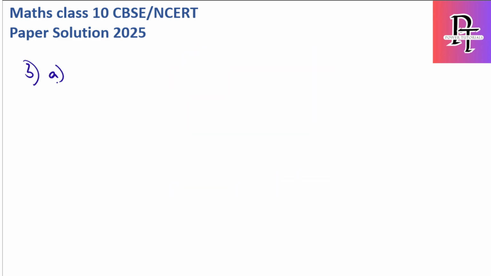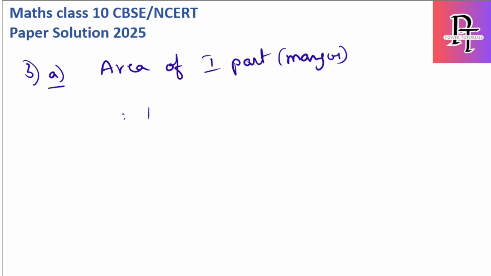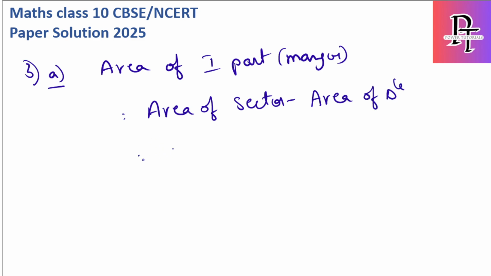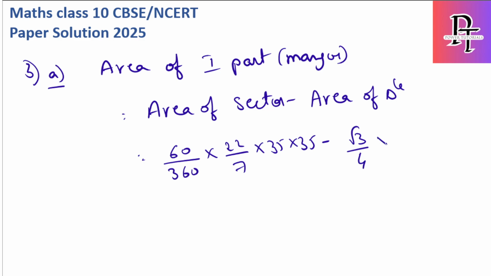So in 3A part I am doing now. Area of one part, that is mangoes. For this you have to find area of sector minus area of triangle. Area of sector is theta by 360 into pi r square. Theta is 60 here, so 60 by 360 into pi, I am writing as 22 by 7 into r square, which is 35 into 35, minus area of triangle. It is an equilateral triangle, so directly root 3 by 4 a square I am writing. A square is 35 square.